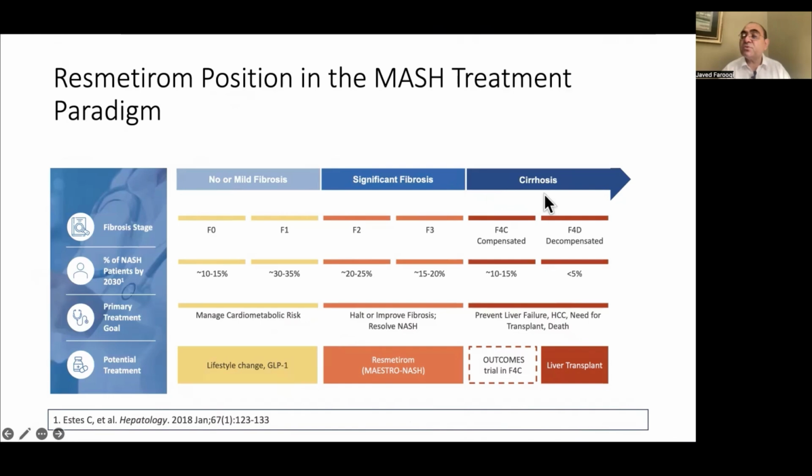And once the patient develops cirrhosis, that is F4C, fibrosis compensated, and F4D, decompensated, 10 to 15% of the patients will be in F4C and less than 5% in F4D. Then the primary treatment goal will be to prevent liver failure, HCC, need for transplant, and death. So the studies are already going on, and an outcomes trial in F4C will probably answer whether resmetirom can be helpful here or not. And of course, liver transplant is the only option for decompensated liver cirrhosis because of MASH.